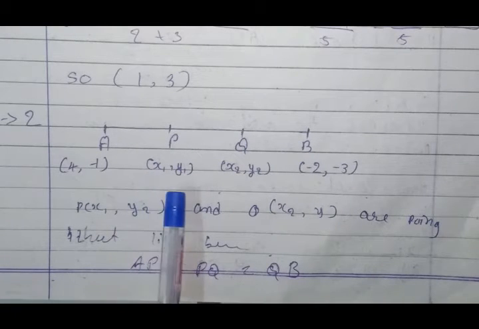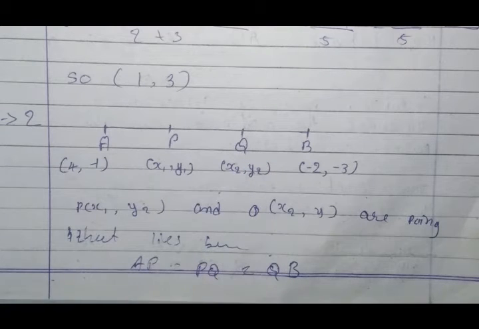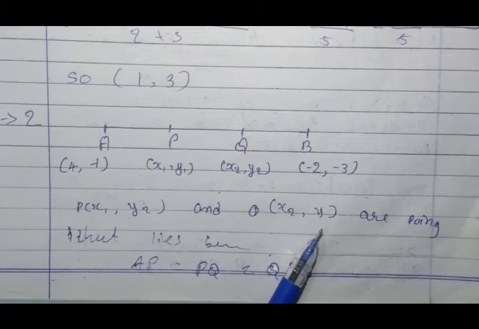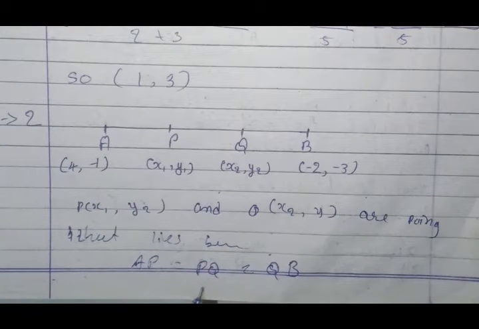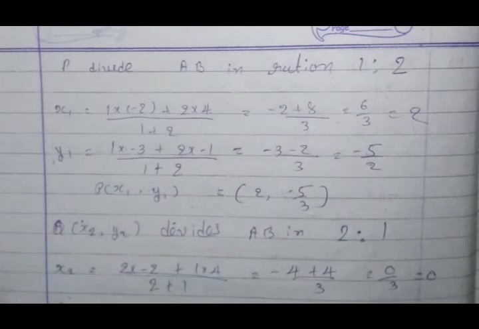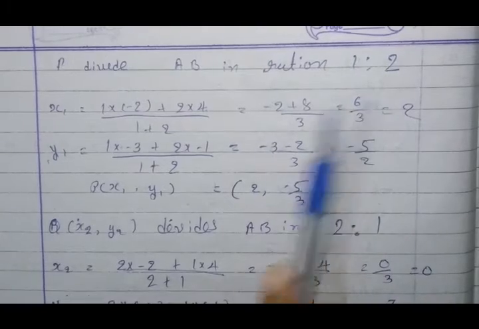So the coordinate of P is x1 comma y1 and Q is x2 comma y2. Now P (x1, y1) and Q (x2, y2) are the points such that AP is equal to PQ is equal to QB. So P divides AB in the ratio of 1 is to 2.